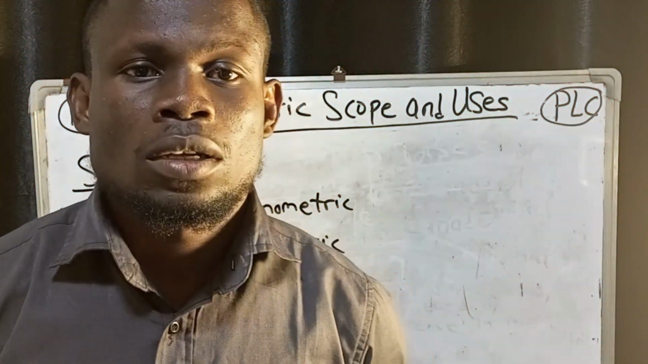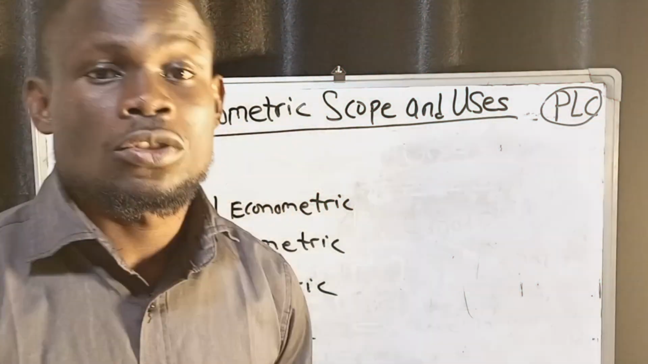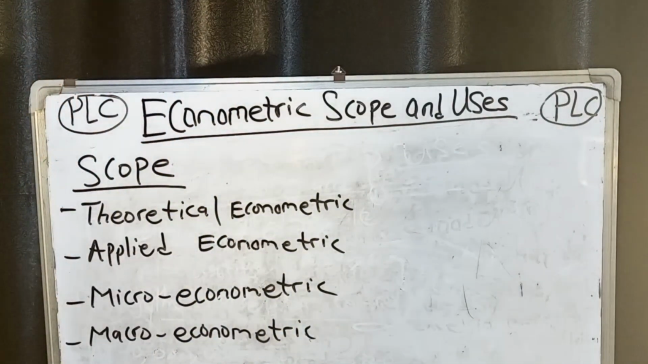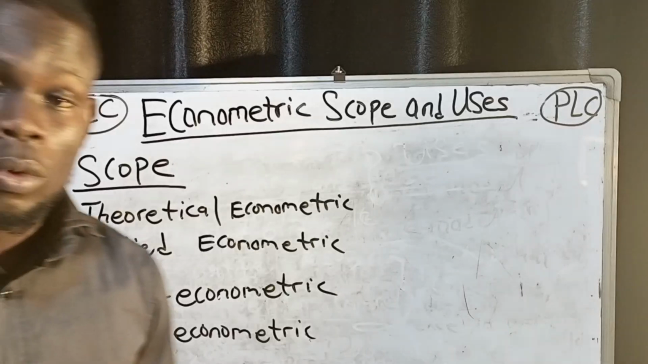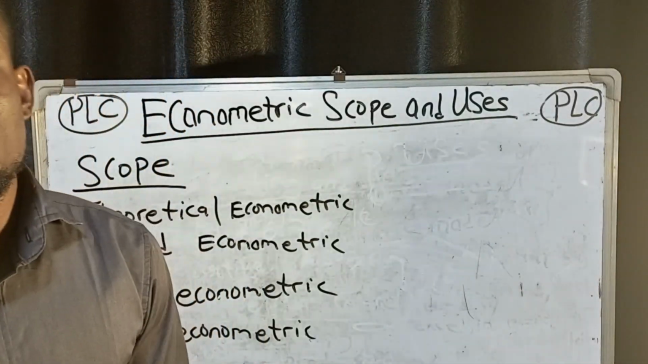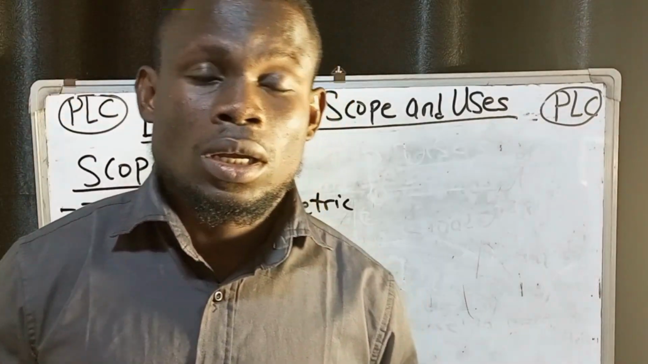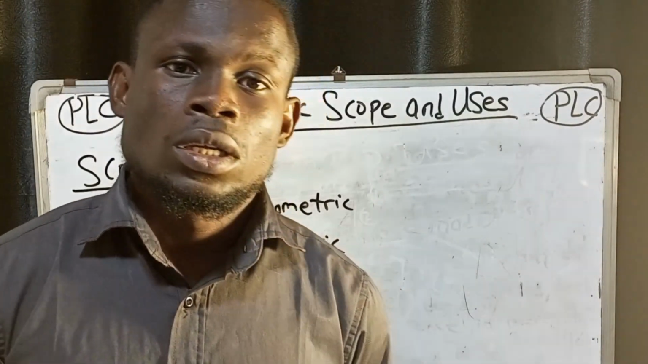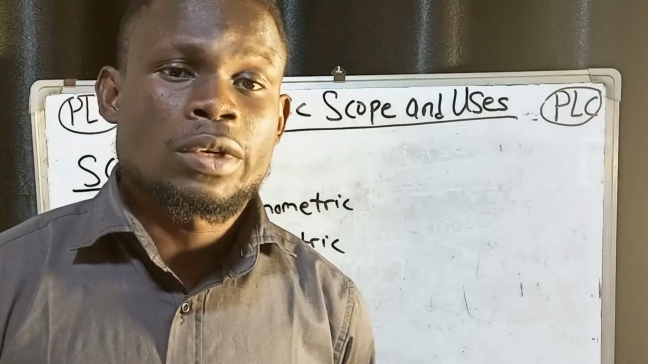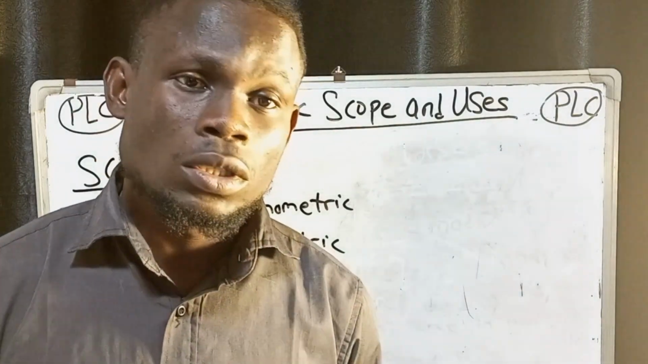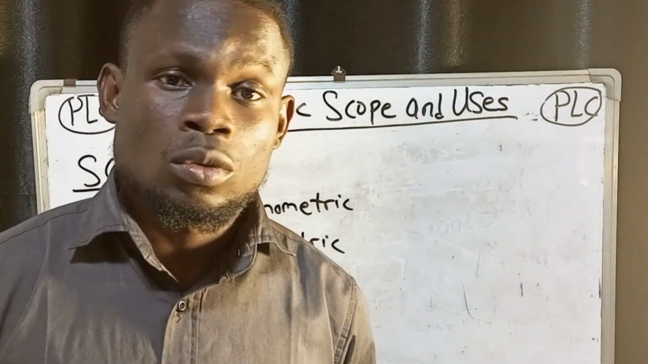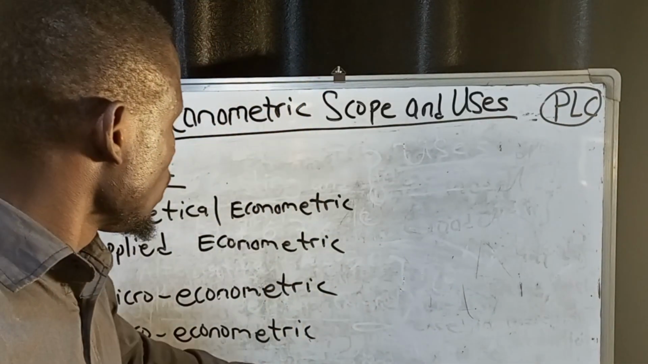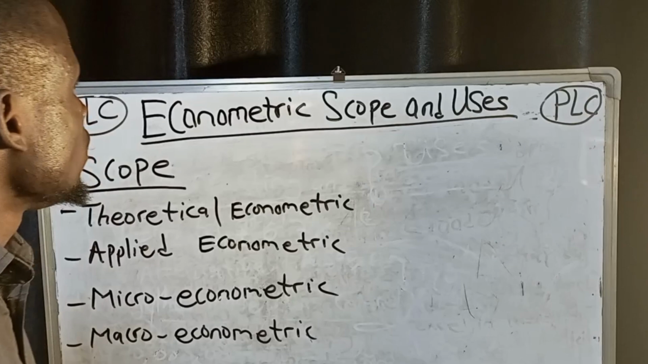Mr. Ishala. Today on our econometrics series, we are looking at the scope and uses of econometrics. About the scope of econometrics, we'll be discussing the classification of econometrics, and the subject of study of econometrics, or what the study or analysis of econometrics encompasses. I'll be starting from the classification of econometrics.